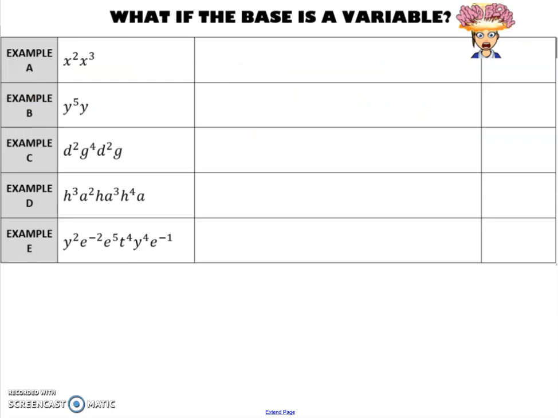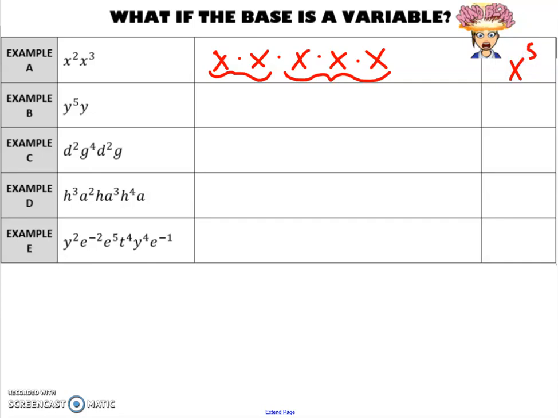Example A, x squared times x cubed. First, we're going to start with the expansion so that we understand why this works, because if you ever get confused, you can always expand and see what's going on. x squared is x times x, and x cubed is x times itself 3 times. Now how many times am I multiplying x by itself? 1, 2, 3, 4, 5. So this is actually x to the fifth.